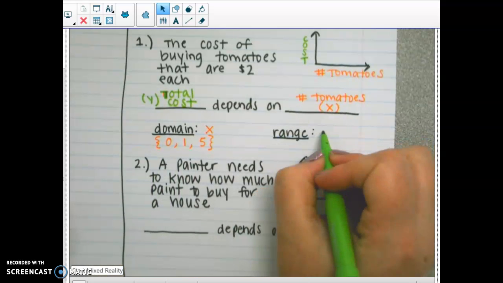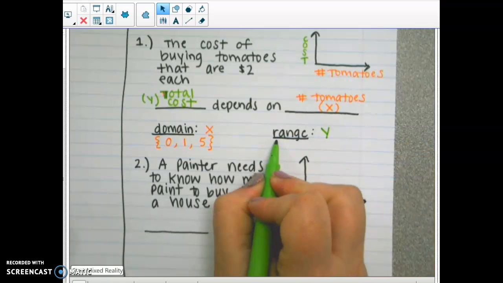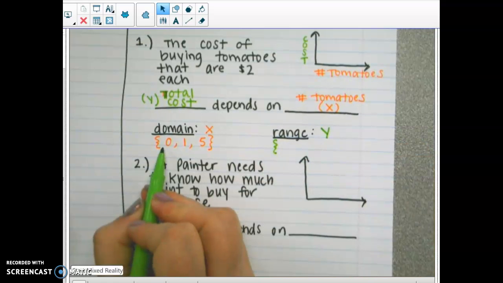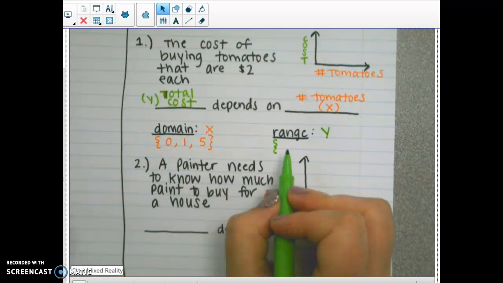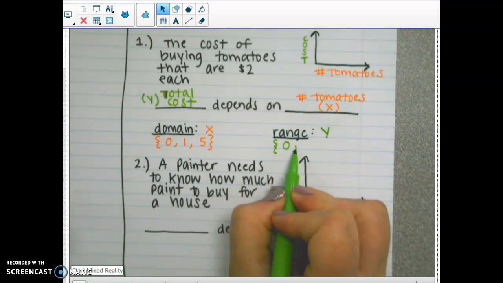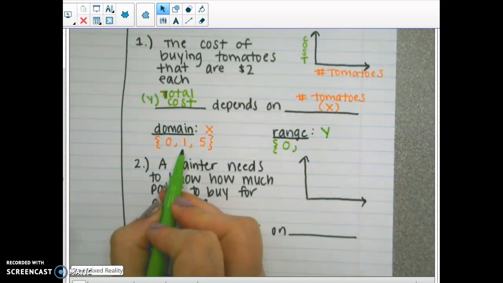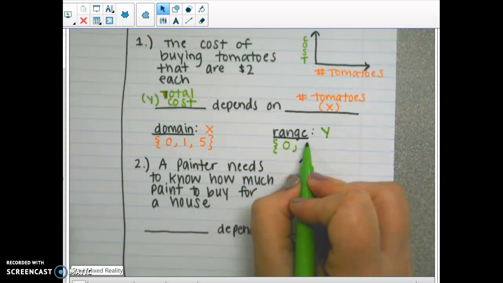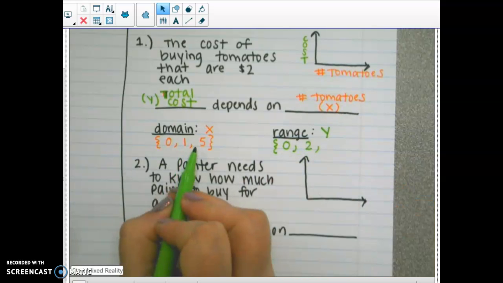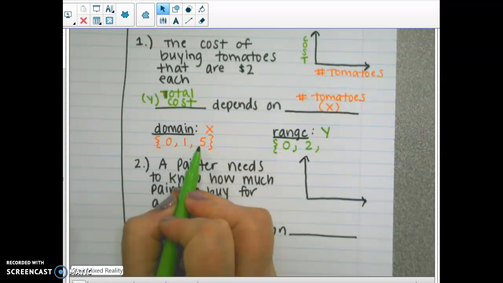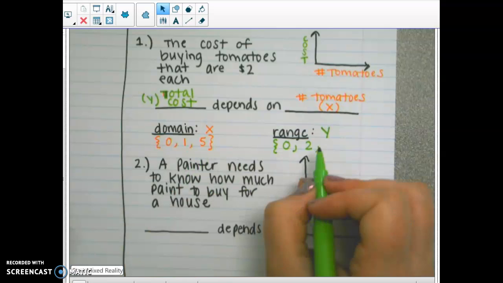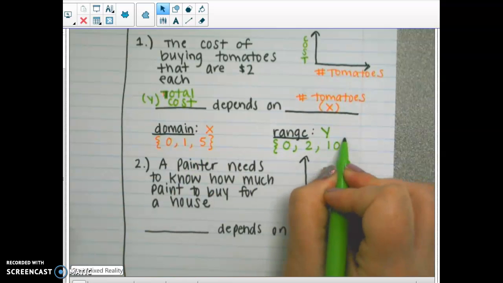All right, so your range is the y. So they kind of have to match up. So if I buy 0 tomatoes, I can expect to spend $0. If I buy 1 tomato, well, they cost $2 each. So if I buy 1 and they're $2 each, I'm going to have to spend $2. If I buy 5 and they're $2 each, then 5 times 2 is 10.